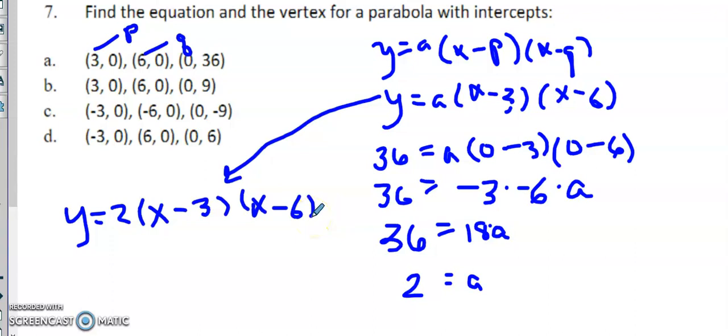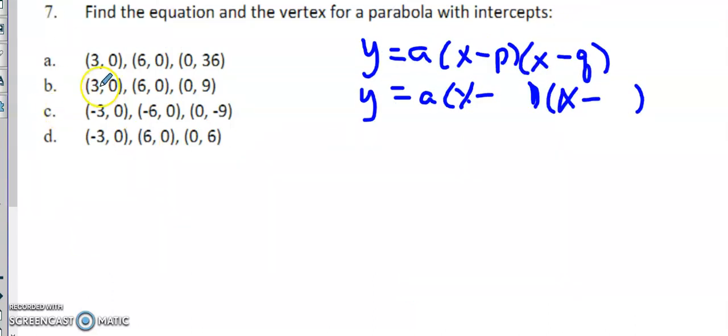So if you go ahead and look at problem B and complete that, you can use this work here as kind of a guide. And when you're finished with that, turn the video back on. We're going to be looking at B and C here, and then we'll move on to problem number 8.